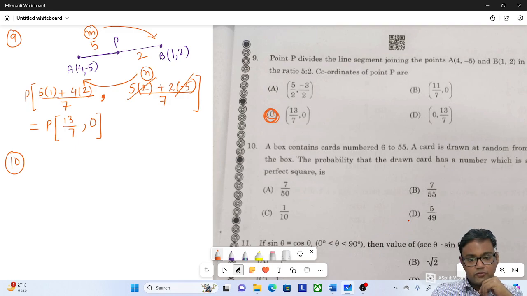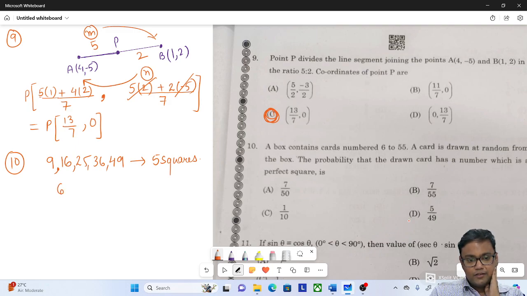So how many perfect squares are there between 6 to 55? 9, 16, 25, 36 and 49. So there are in total 5 perfect squares between 6 to 55.